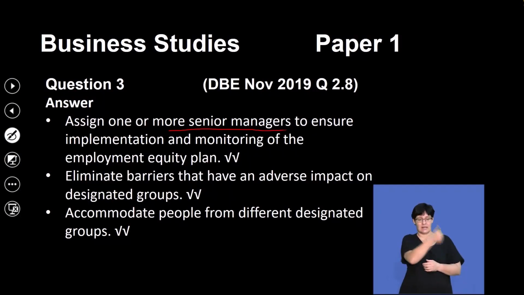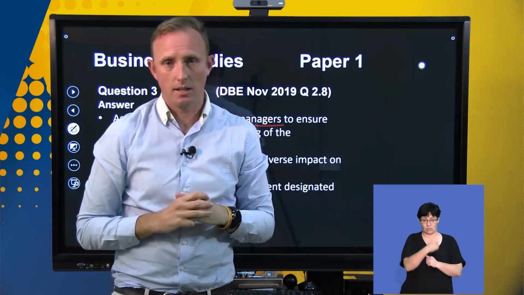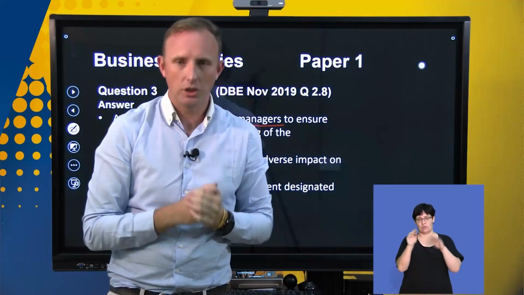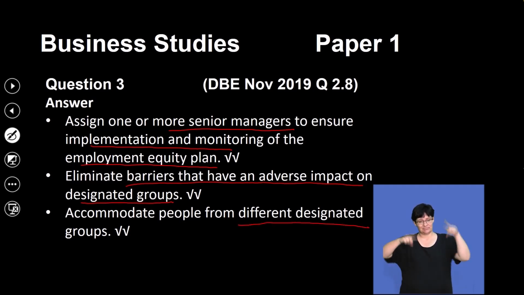You have to assign one or more senior managers to ensure the implementation and monitoring of the employment equity plan. So there has to be someone from top management to make sure that this equity plan is actually going to happen. Eliminate barriers that have an adverse impact on designated groups and accommodate people from different designated groups. So we're going to make sure that everyone feels welcome in our business and we can accommodate for everyone.